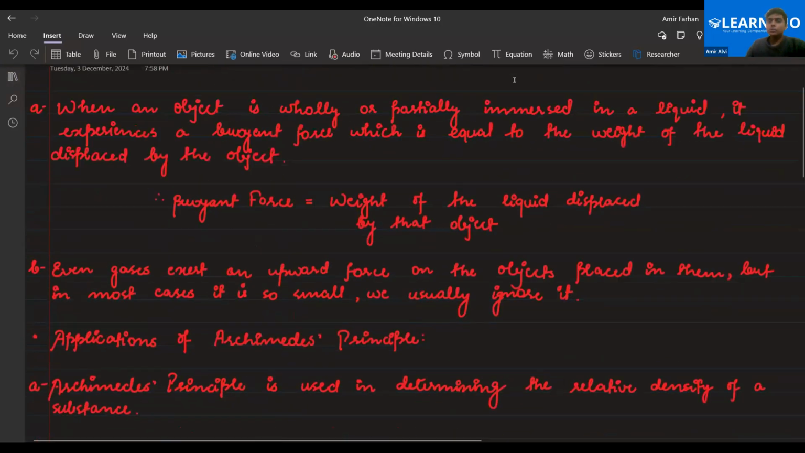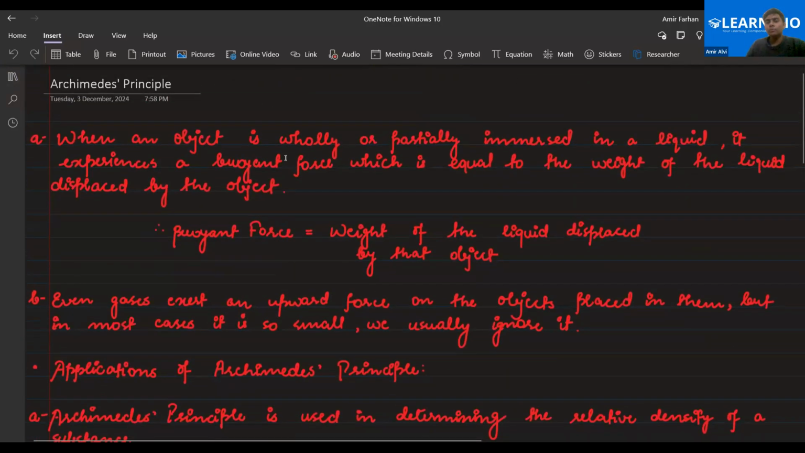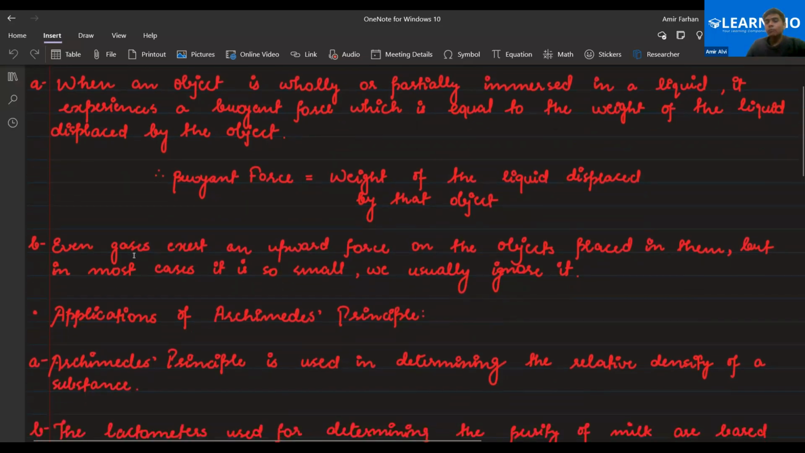Next, when an object is wholly or partially immersed in a liquid, it experiences a buoyant force which is equal to the weight of the liquid displaced by the object. That force is nothing but your buoyant force. The weight of the liquid displaced by the object will be equal to the buoyant force acting on the body. This is called Archimedes principle. Even gases exert an upward force, but we are mostly talking about liquids because it is observable, while the buoyant force in gases is not that observable, so we usually ignore it.